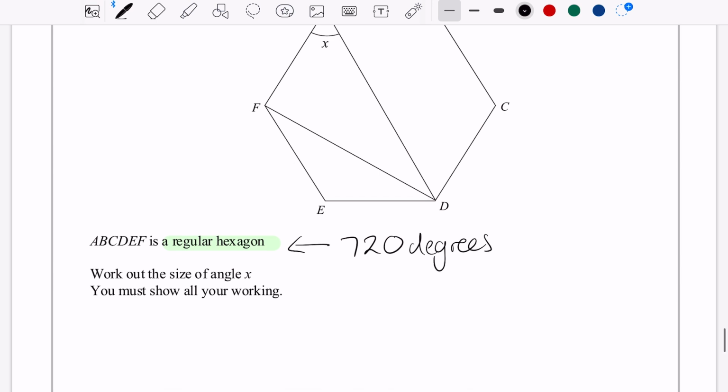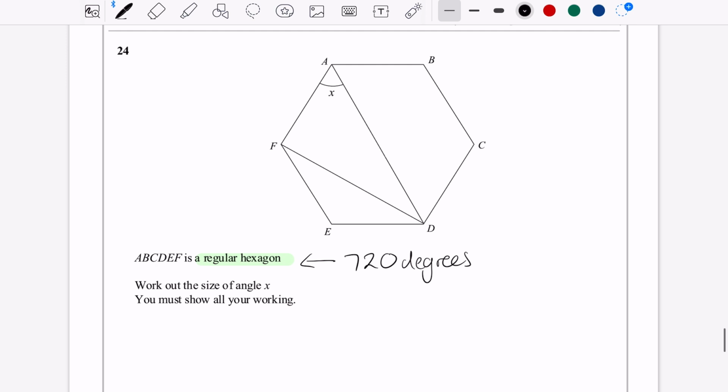Inside. We need to work out angle x, but I'm not even worried about that right now, I'll be honest. We're going to do something else first. It's a regular hexagon, which means all the angles are the same. So if I do 720 divided by 6, because there's 6 of them, that's 120. That means all of these are 120. Notice how I haven't done all of them because we've got some awkward ones in there.